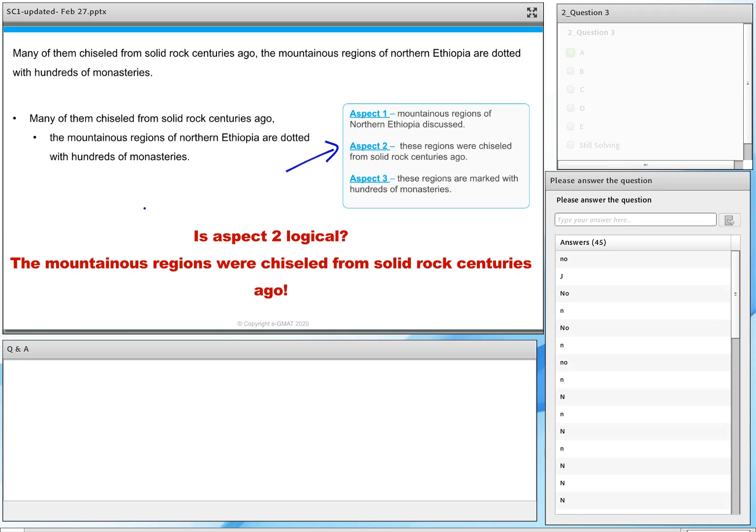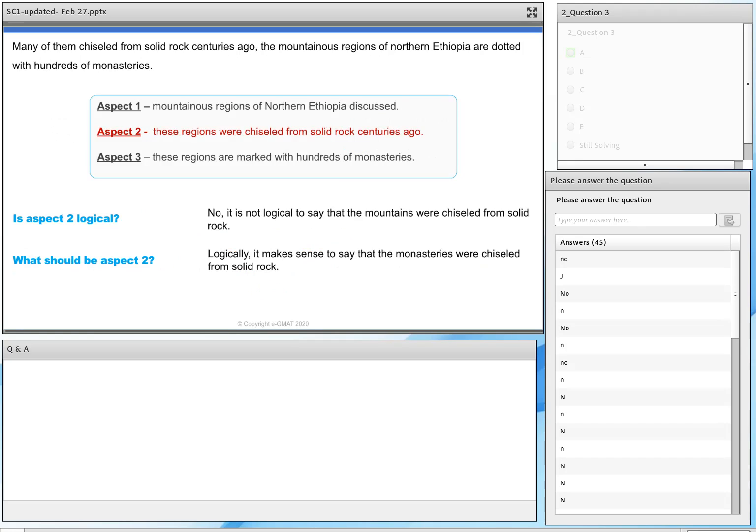Chisel is a tool, right? We all understand. In sculpting, we use chisel and hammer to give the shape to the rock, or other hard material. So it's not logical to say that somebody sat out there on solid rocks and chiseled mountainous regions. That's absolutely illogical, right? Okay, so aspect 2 does not make sense in this sentence.